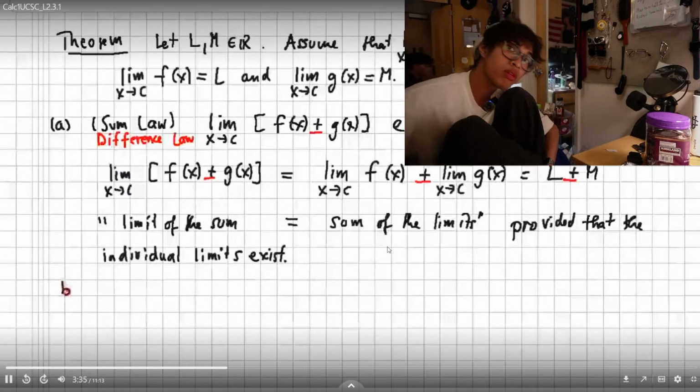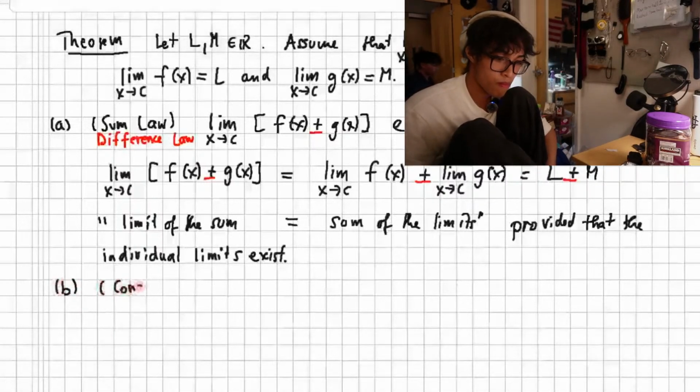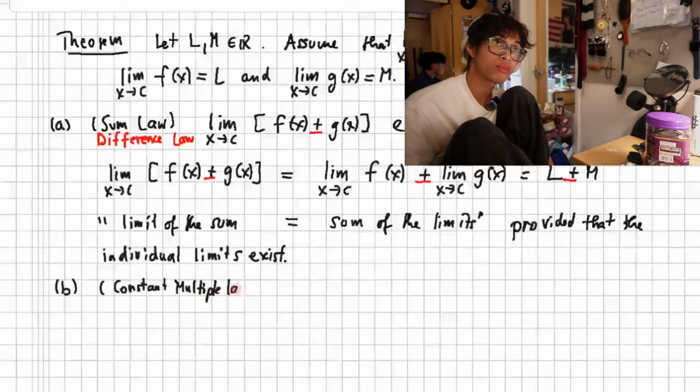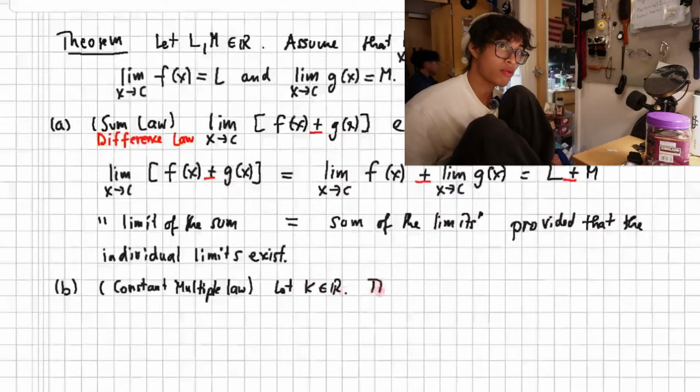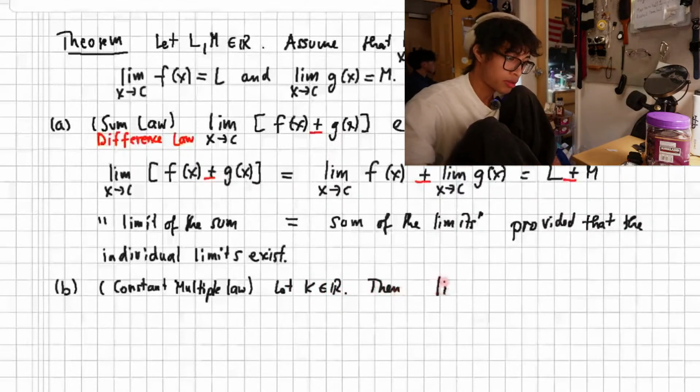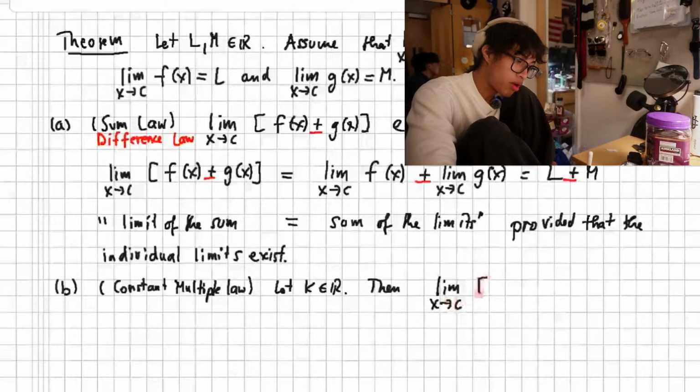The third law, which is going to be called the constant multiple law, as the name says, involves a constant. So I'm going to first define that constant, let's say as k. Then, again, first we say that something exists, and what exists? Well, the limit as x approaches c of the function k times f of x.